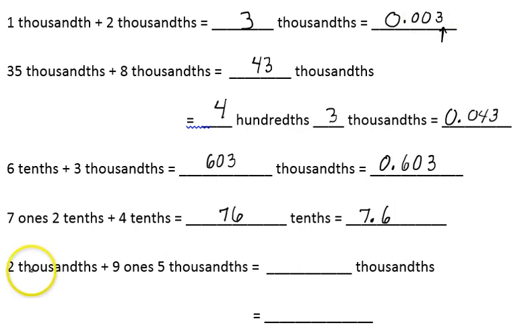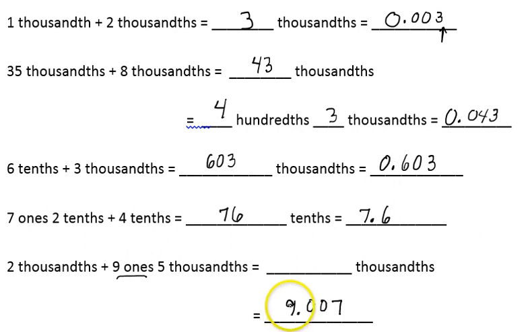And finally, I have 2 thousandths plus 9 ones and 5 thousandths. Well, I can add my thousandths first, so I know that that's 7 thousandths, and then I have the 9 wholes. So I'll write the standard form first. I have 9 wholes and 7 thousandths. But the question wants to know how many thousandths I have altogether.